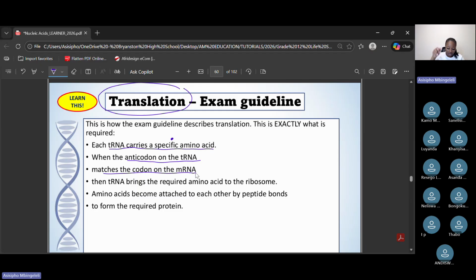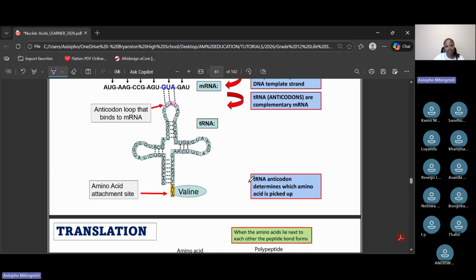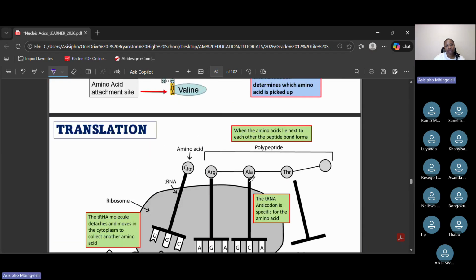Then what will it do? It will then bring the required amino acid to the ribosome. It collects it from the cytoplasm and then brings it to the ribosome. Now, what will happen to these amino acids? They are going to be attached to each other by peptide bonds to form what? To form the required protein. Skipping this, this is all the diagrams.